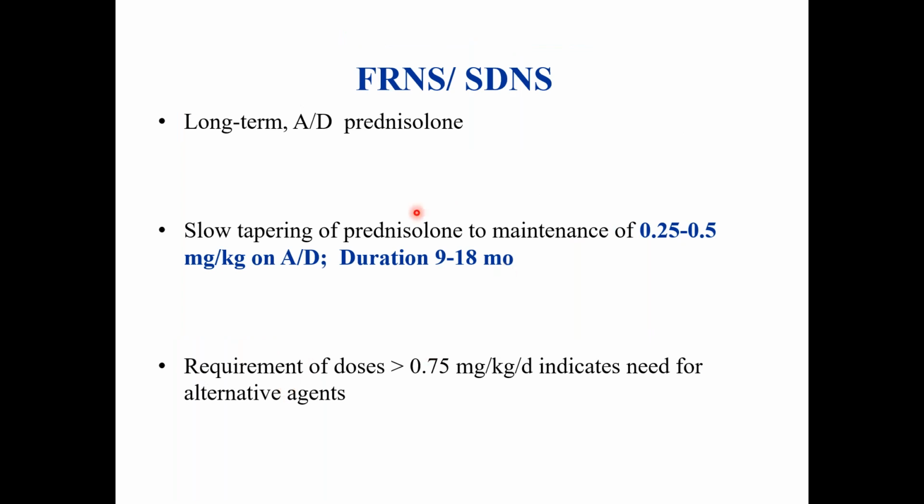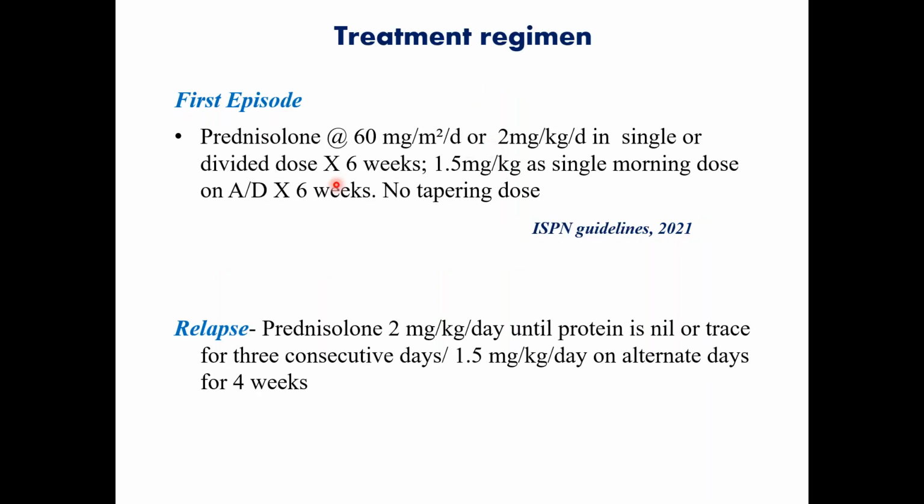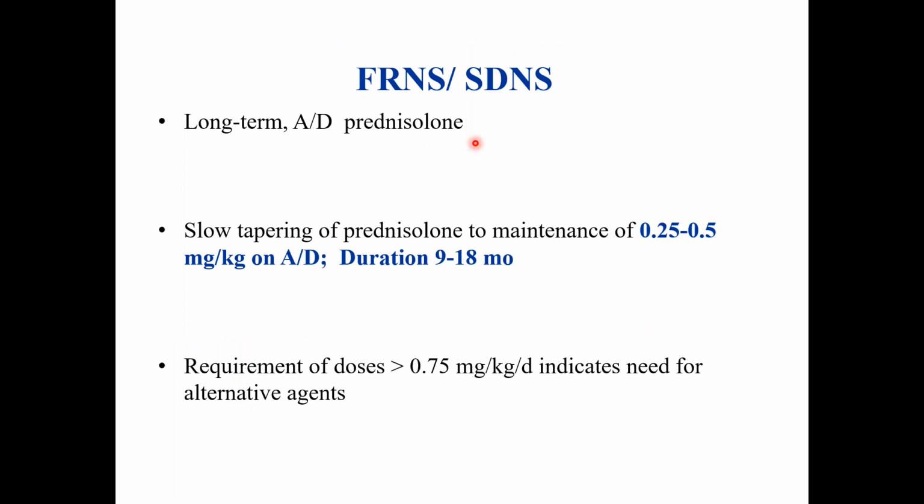Now, what happens to the patients who become frequently relapsing or steroid dependent? Well, if it's an infrequently relapsing nephrotic syndrome, that is less than 4 relapses a year, you need to treat each relapse with 6 weeks of steroids. But if your relapses are more than 4 a year, or the patient becomes steroid dependent, that is, the moment you start tapering the steroids, the child relapses again. So what are the strategies to encounter this kind of disease?